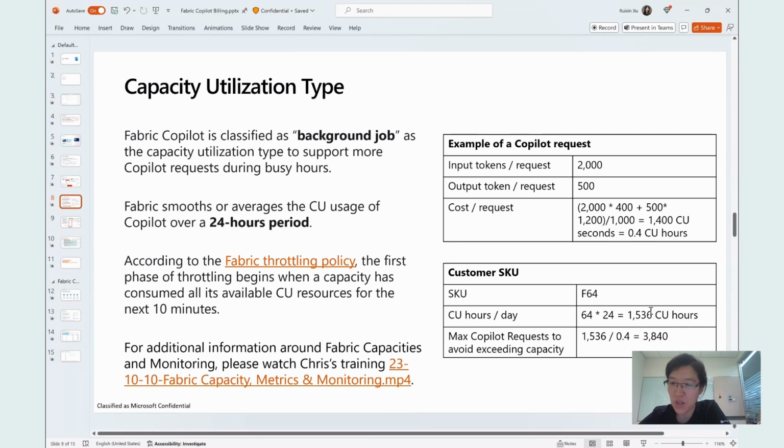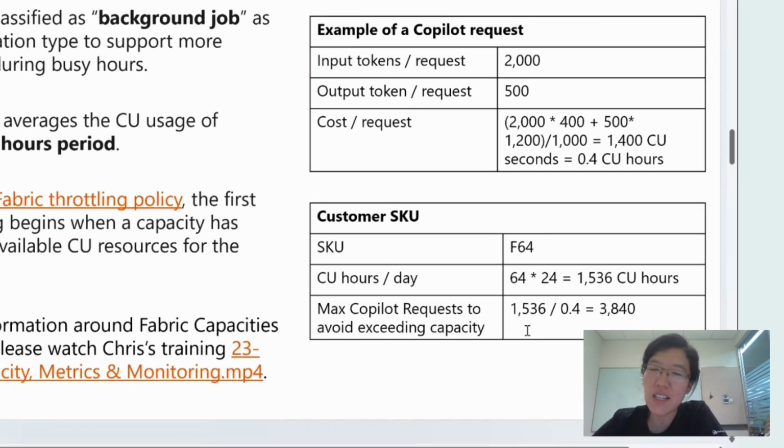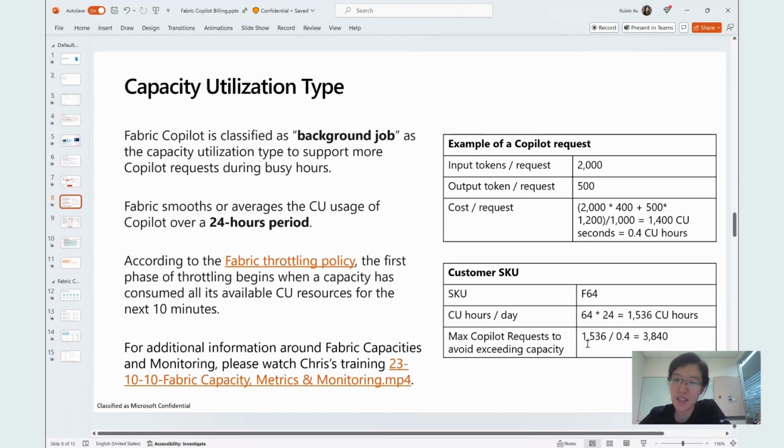Here is all the capacity you have, and here is one request that your Copilot costs. So we use these CU hours divided by the consumption unit that's requested for one Copilot request, which means that the maximum requests you could run at the same time is over 3,000. And this calculation is based on an ideal case. There are no other ongoing operations running, so all the capacity will be dedicated to this Copilot. This is an ideal example, just to show you what's the maximum number of requests you could submit for the Copilot before you get throttling or before you get blocked from our system.